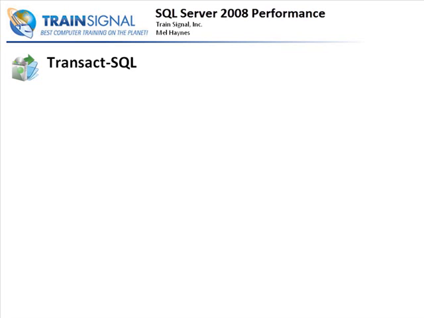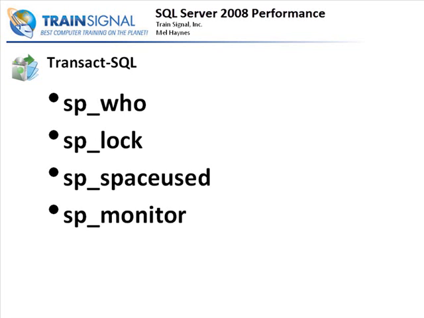But for right now, I want to focus on just 4 system stored procedures that you can run to get a quick bird's eye view and sometimes a detailed view of what's going on with your SQL Server box. And they are sp_who, sp_lock, sp_spaceused, and sp_monitor. Starting with sp_who, that's going to give you information about the current SQL Server users and the processes they're running, including the currently executing statements and whether or not the statement is actually blocked. So that can be really helpful.